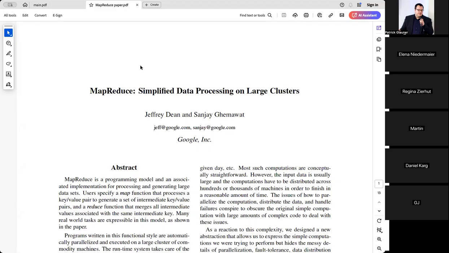Okay. What do you think about that paper? Readable? Was it easy or tough? Do you like it or not?